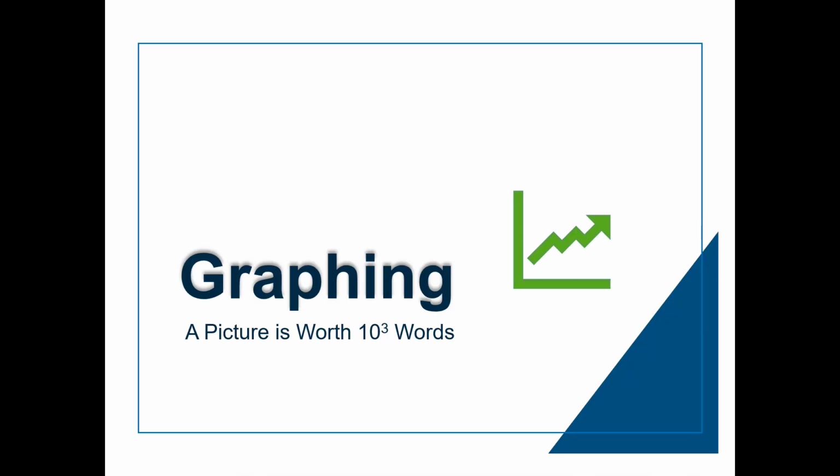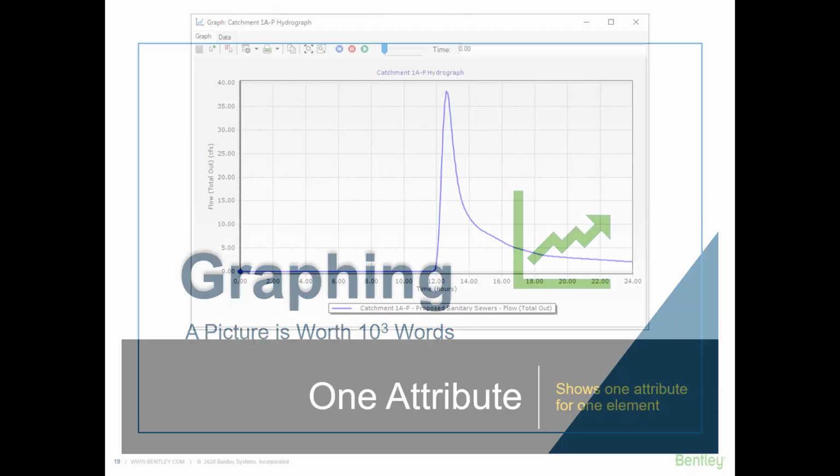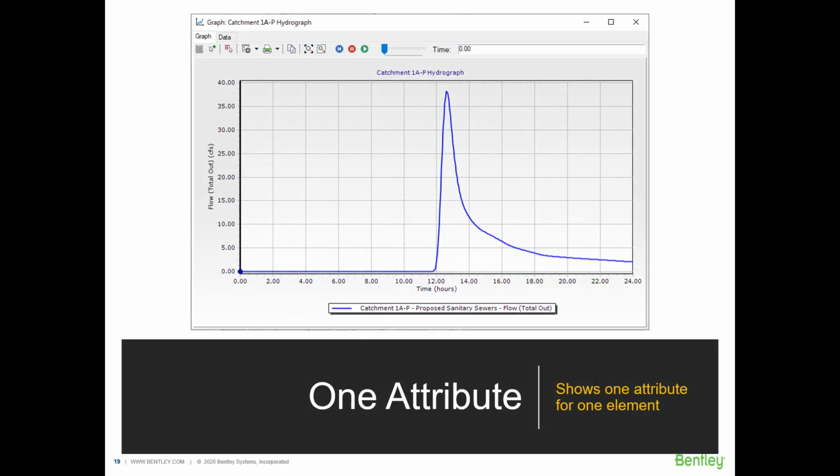Let's talk about the graphing options when you're doing simulations over time. You can graph one attribute for one element. In this example, we're looking at a catchment and we're looking at its flow variation over a 24-hour period.